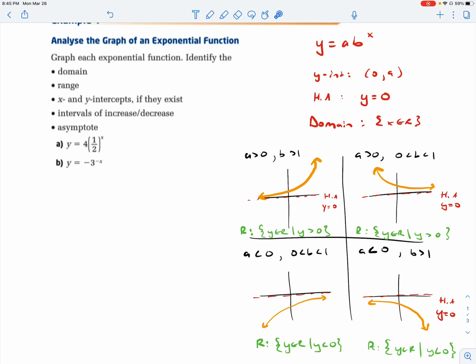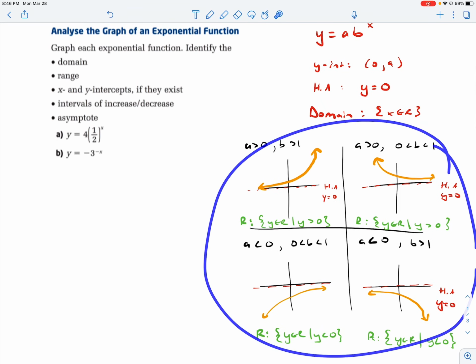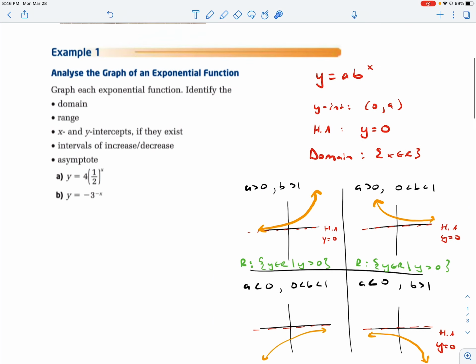What is a bit unique is actually the range for the graphs. If you have a positive value for a and a base b greater than 1, then this represents growth. That's why the function is growing, and y will always be greater than 0. Anyway, I'm not going to go through the rest of it. That was the purpose of the last video. So what we're going to do is work on this example here, and compare it to what we have in that chart.